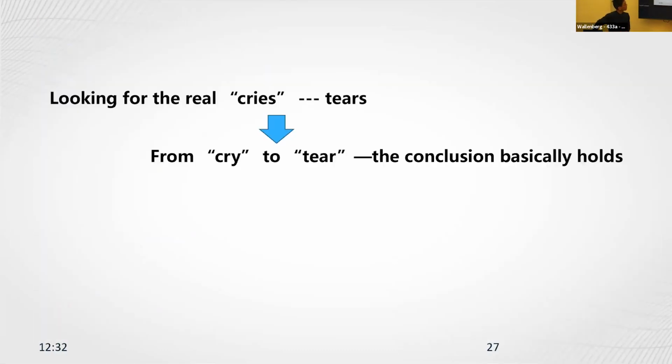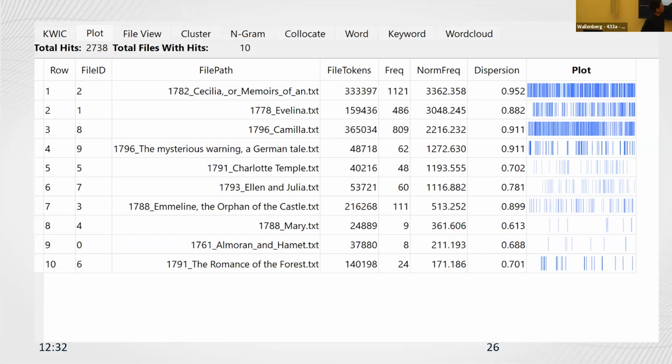So again, I tried to find out their frequency. So this is the frequency of the word cry, that is, with cries, cried, crying, etc., and their frequency in those novels with the highest topic score. As you can see here, we have the absolute frequency, and this is the normalized frequency.